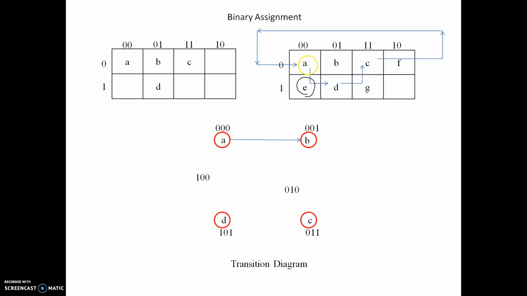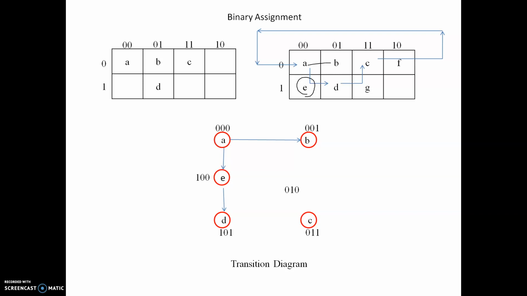A goes to B. As such, A goes to B, and then next A goes to D with an intermediate variable of E, so that A goes to E and then E goes to D. Then the A transition is over.